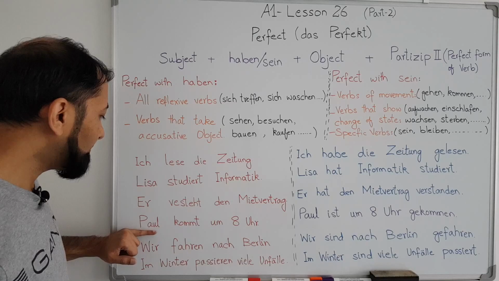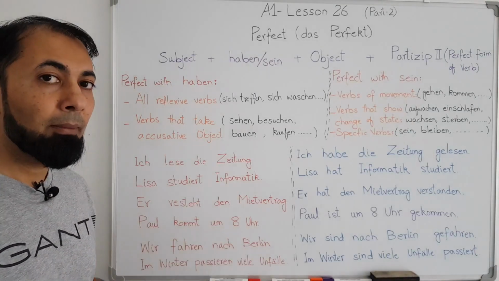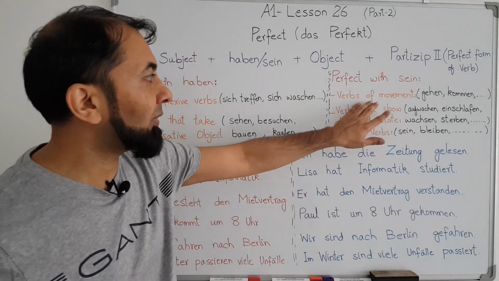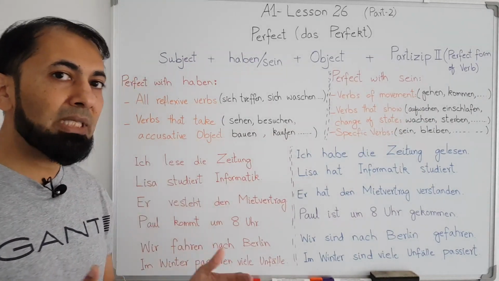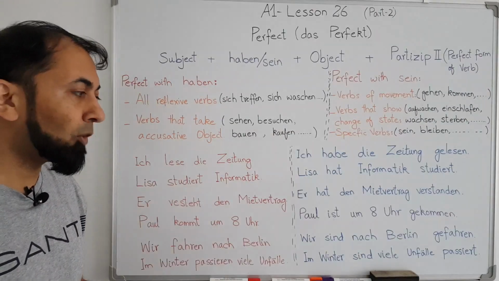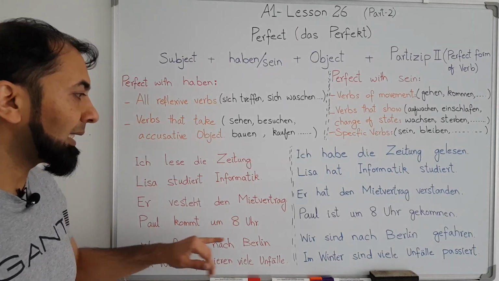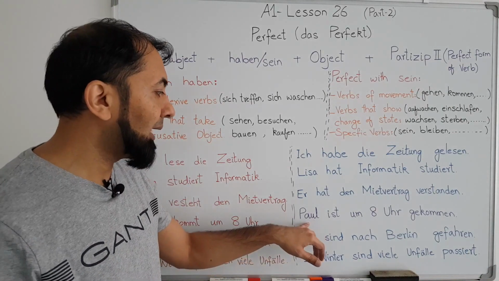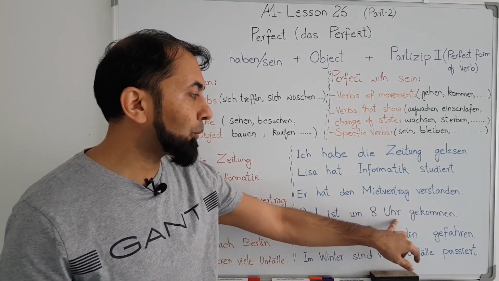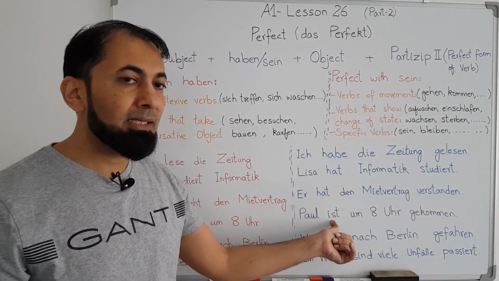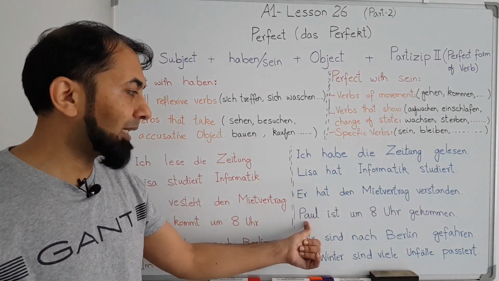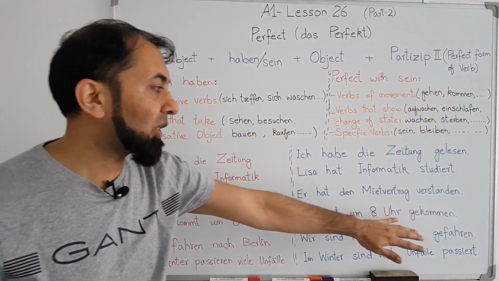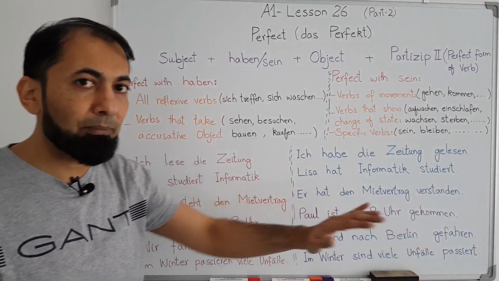Next is Paul kommt um 8 Uhr. Paul comes at 8 o'clock. Now this category of verb is the verb of movement, because here Paul is coming from one place to another. Therefore, when we want to make the perfect tense out of this, that Paul has come at 8 o'clock or Paul came at 8 o'clock, then we will say Paul ist um 8 Uhr gekommen. Now, ist is the conjugation of the verb sein with respect to Paul, and gekommen is the participle zwei of kommen, which comes at the last position of the sentence in the perfect tense.